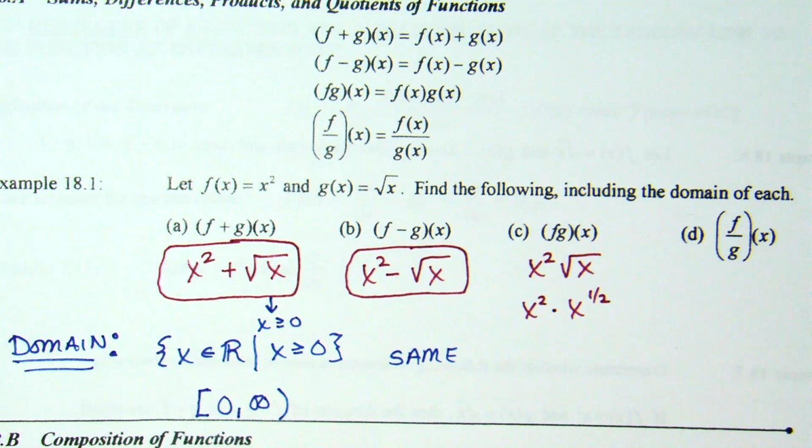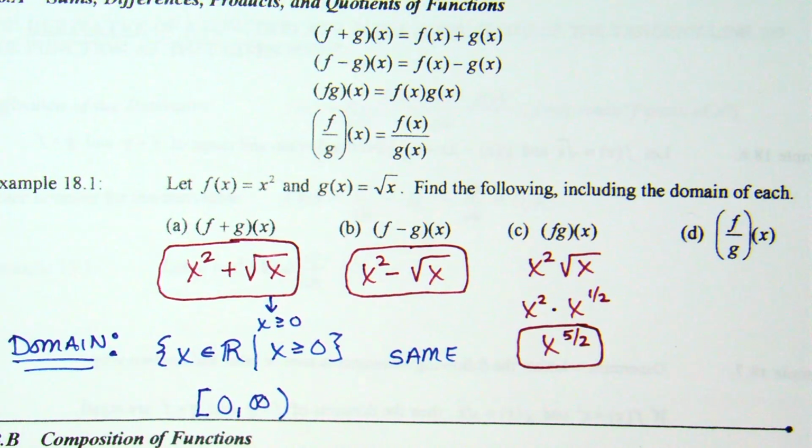What about the domain? Still can't be negative based on the original part, right? And this is the square root of x raised to the 5th power. Because we have that denominator of 2, I'm going to take the shortcut again. Same.